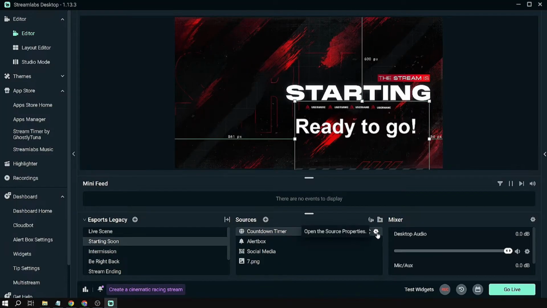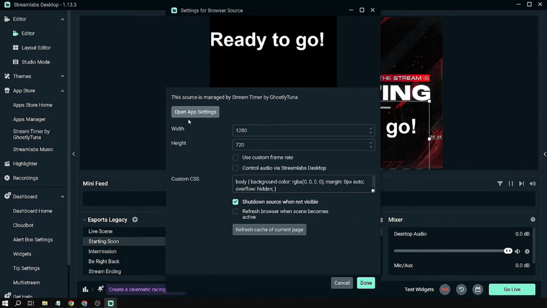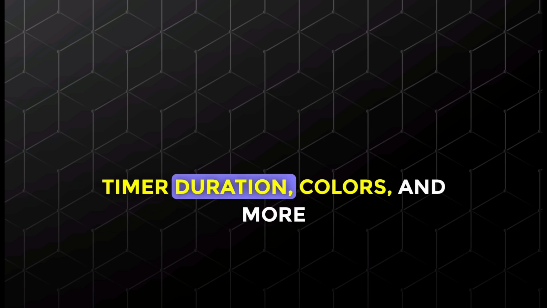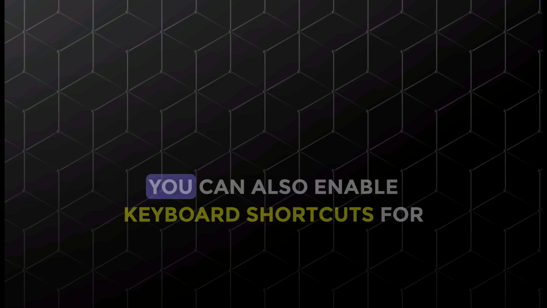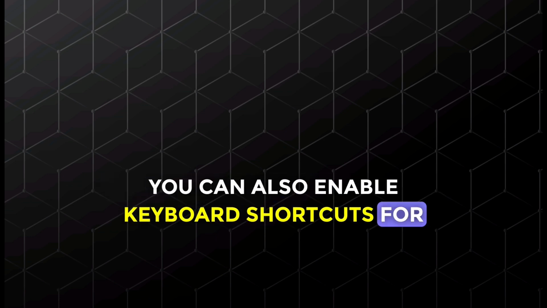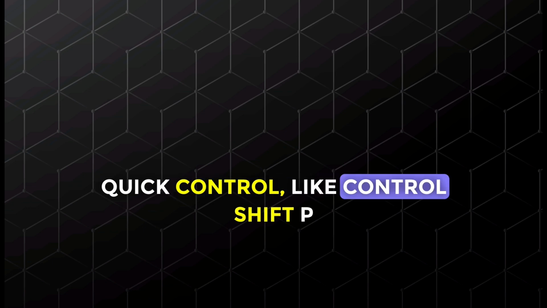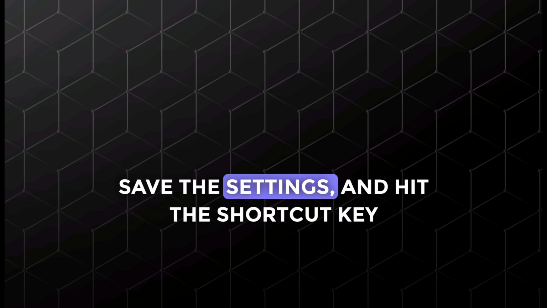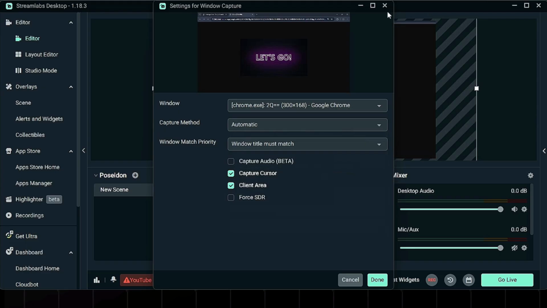To customize it, click the gear icon to open source properties. Then hit Open App Settings to change font, timer duration, colors, and more. You can also enable keyboard shortcuts for quick control, like Control plus Shift plus P to start the timer. Set your preferred duration, save the settings, and hit the shortcut key. The timer will begin.